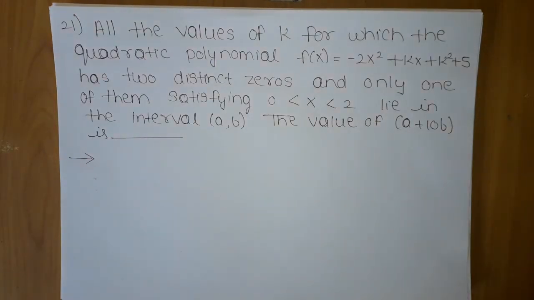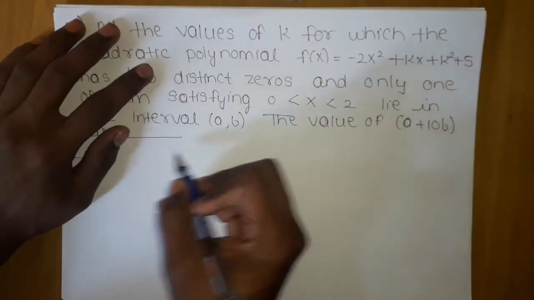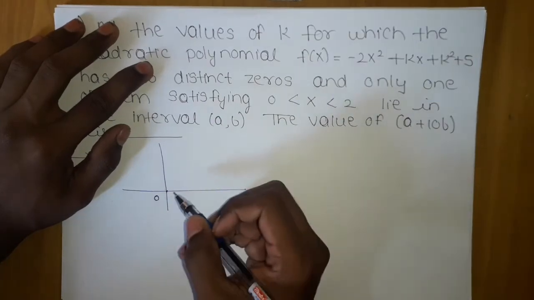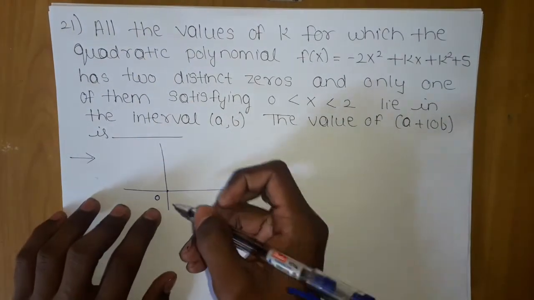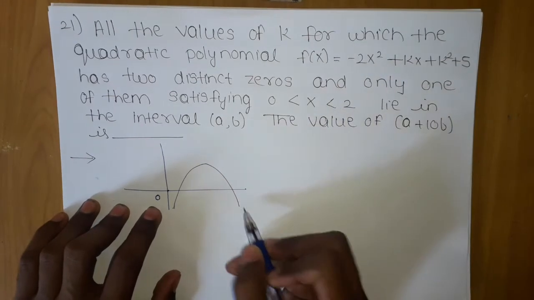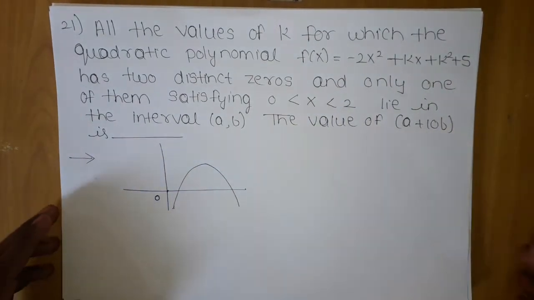Now the one thing you can see is that it has two distinct zeros, and one root lies in 0 to 2. You can see that a is less than 0, so it is a downward parabola. Now let me draw it something like that. It should be like this.